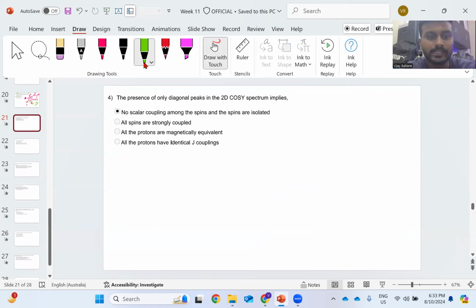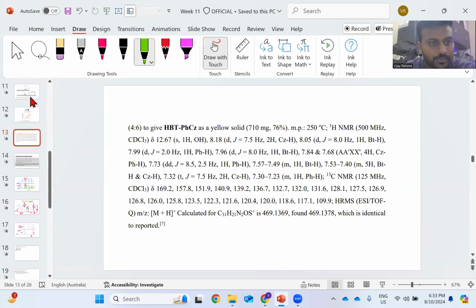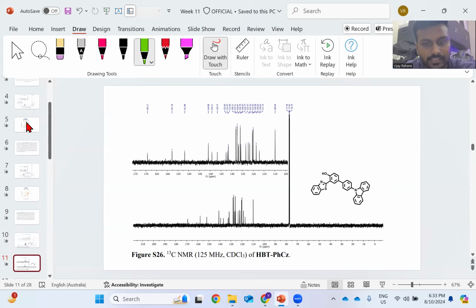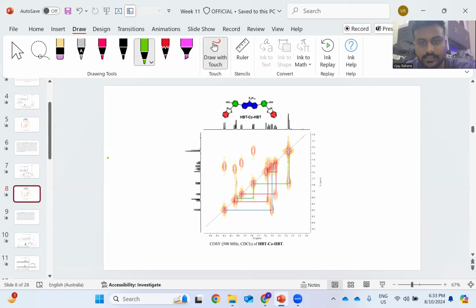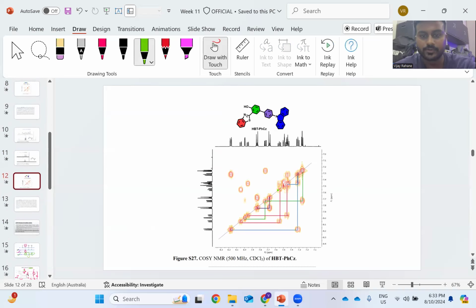The presence of a diagonal peak indicates no scalar coupling among the spins, and the spins are isolated. So if you look at the spectra that I have shown here, are you able to analyze which is the isolated spin here? I think this is the best example to show for this one.